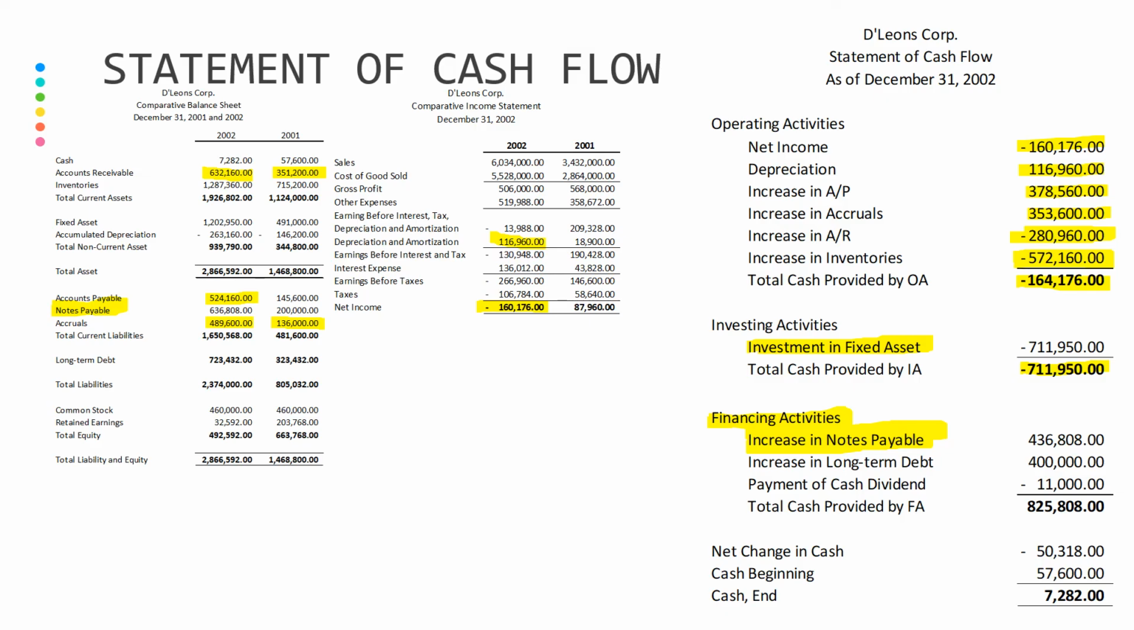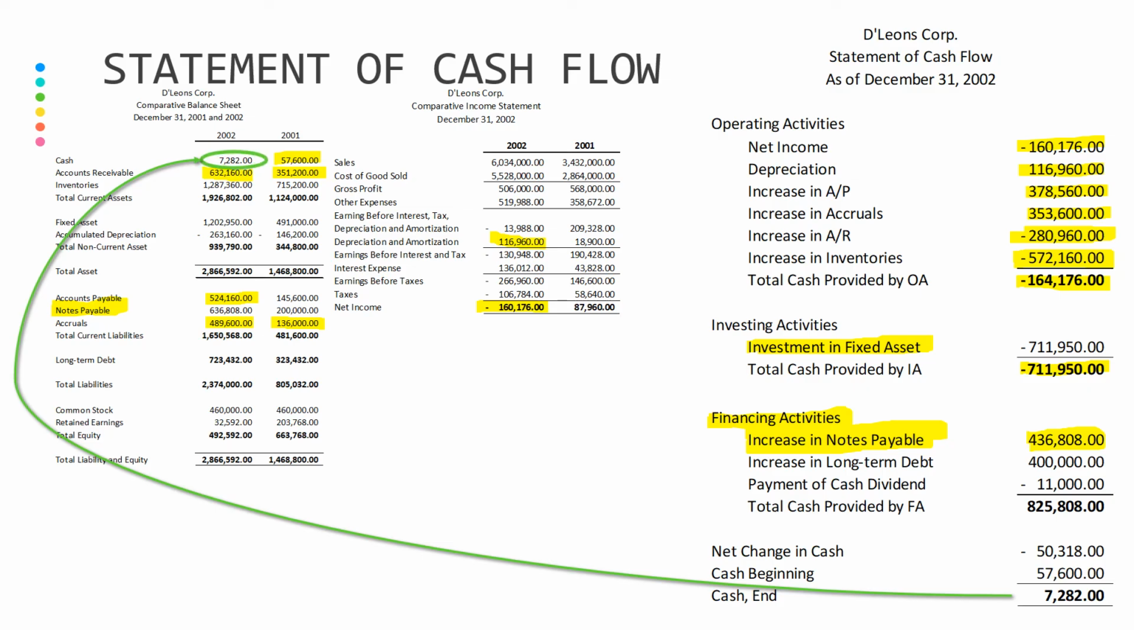So we have here an increase of 436,808. Next is the increase in long-term debt of 400,000, and then the payment of cash dividend of 11,000. So we have a total cash provided by financing activities of 825,808. We have a net change in cash of negative 50,318, and a cash beginning of 57,600. So we have a cash end of 7,282. So we have a balance cash for 2002 for the balance sheet.